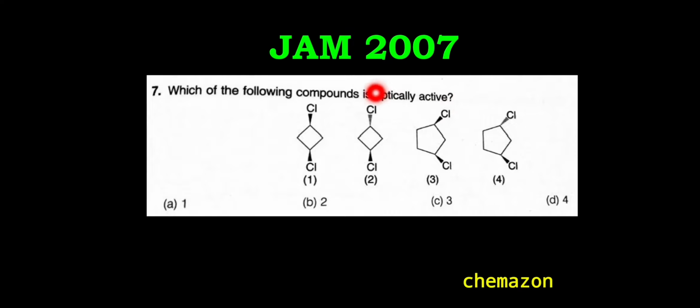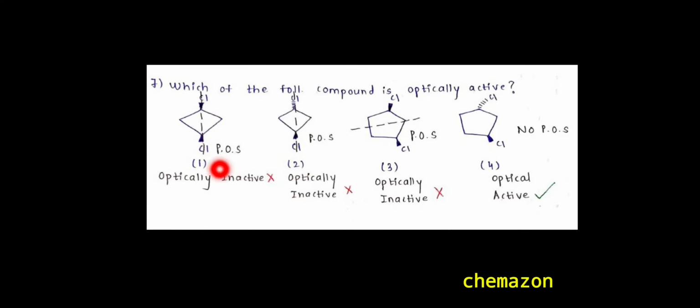So for a compound to be optically active, elements of symmetry must be absent. So in these 4 molecules, we have to identify in which of the following molecules a plane of symmetry is absent. Plane or inversion center is absent. So you can see in this first option, there is a plane of symmetry passing through these 2 carbons and the 2 chlorine atoms, and it forms a plane of symmetry. So the first option is optically inactive, since there is a plane of symmetry passing through this molecule.